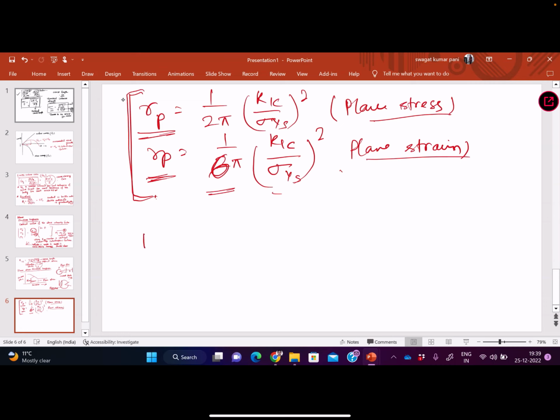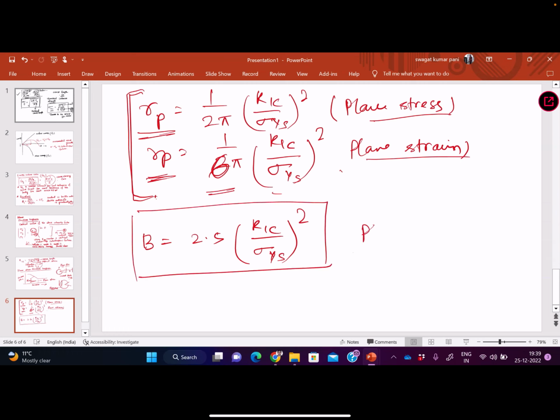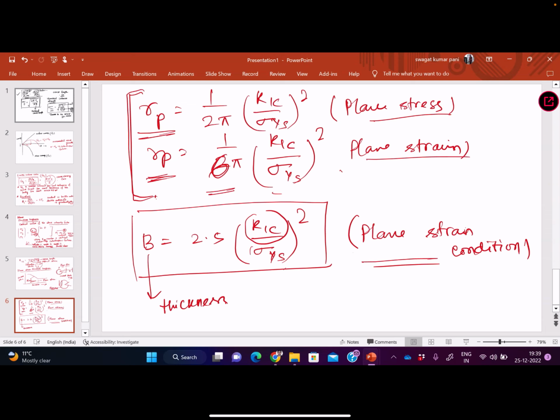And another thickness dependence: B equal to 2.5 (K1C by sigma y) squared. This one is also important. This is for the plane strain condition. What is the minimum thickness required to obtain plane strain condition? This is the thickness. Suppose in a question K1C is given, sigma ys is given. What is the minimum thickness to obtain plane strain condition? So you have to use this formula. Clear till now?